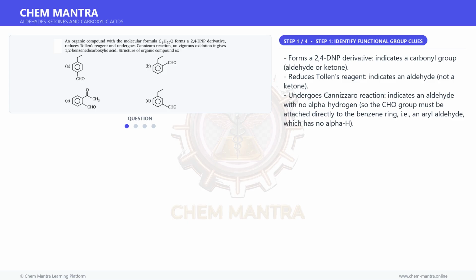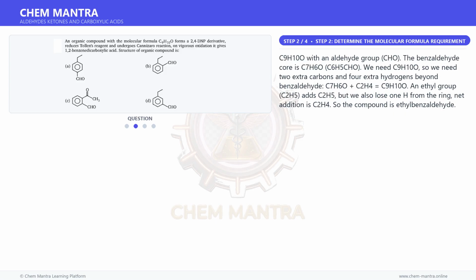Forms a 2,4-DNP derivative, indicates a carbonyl group, aldehyde or ketone. Reduces Tollens reagent, indicates an aldehyde, not a ketone. Undergoes Cannizzaro reaction, indicates an aldehyde with no alpha hydrogen, so the CHO group must be attached directly to the benzene ring, i.e., an aryl aldehyde, which has no alpha H. Moving on to the next step.